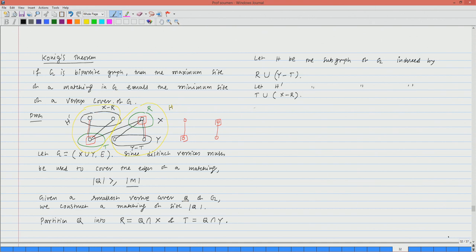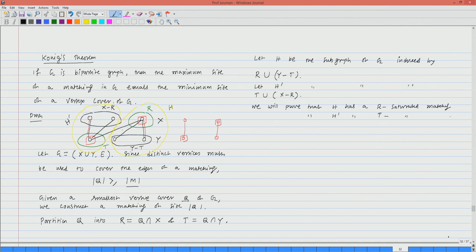Now, what we will do is that we will prove that H has an R saturated matching. That means H has a matching of size R, and also we will prove that H prime has a T saturated matching. Okay.